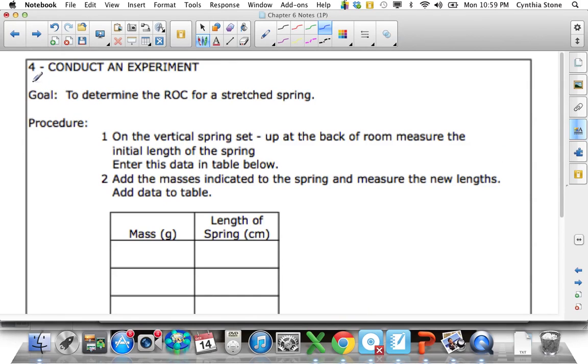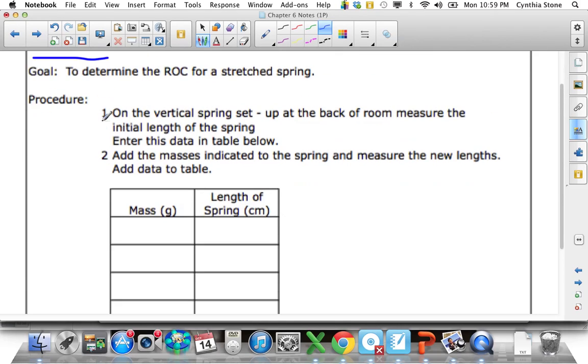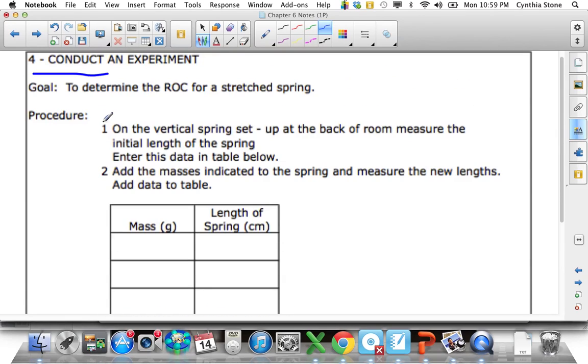This is a little experiment. I'm going to show you how to do this. So this should be set up in the back of the room, and I'm going to get you going on it. You can work by yourself or with a partner, whatever you like, on that little experiment. And you're going to collect your own data for rate of change. I'm going to help you with all that.